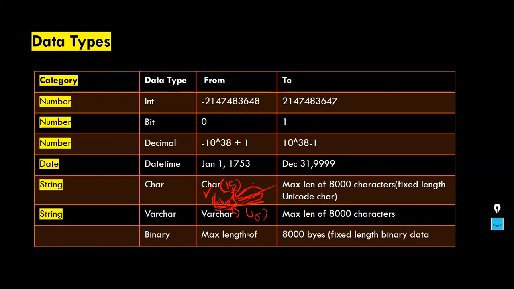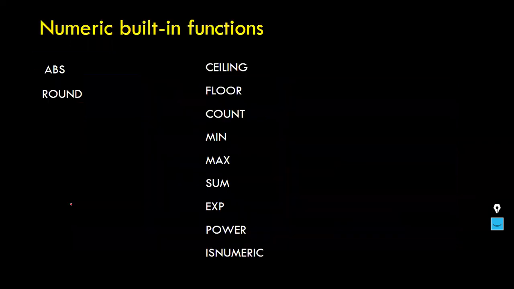Okay. The binary type is used if you want to store any image or some binary data. But most of the time we deal with number, date, and string. In the number type itself, we have different types.